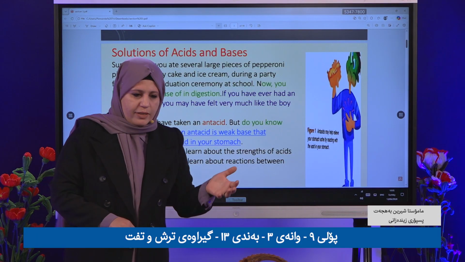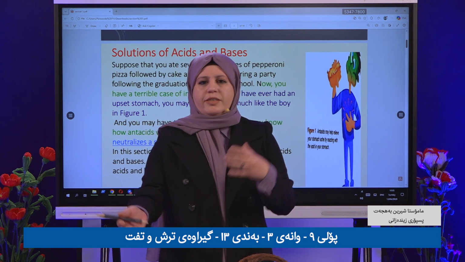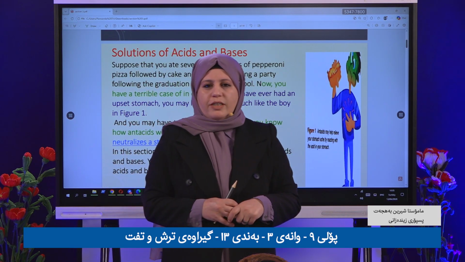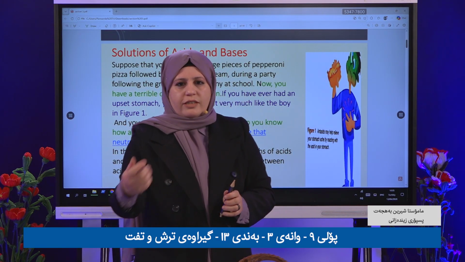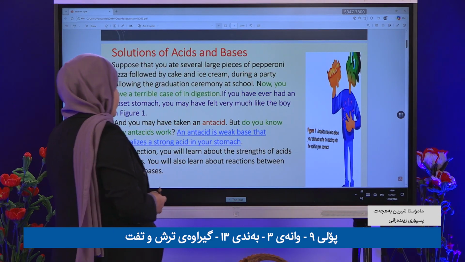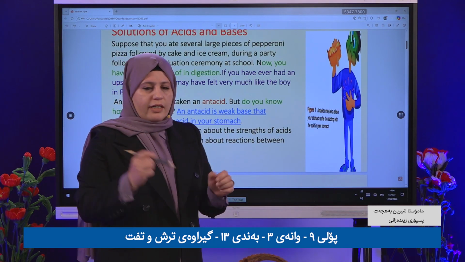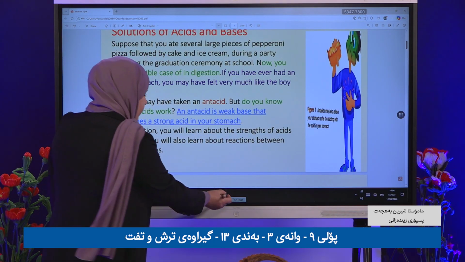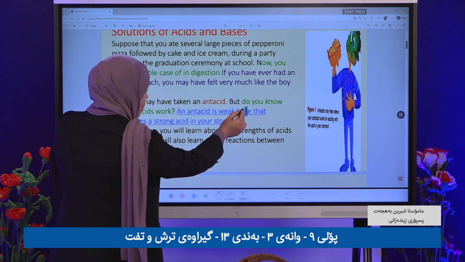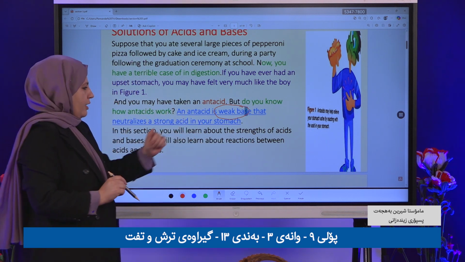For example, you are at a party, and there is a lot of food on the table. Maybe you take dolma, biryani, and a fizzy drink, all of it, and you get confused. So what happens at the end to your stomach? You get a stomachache. So someone gives you an antacid to heal your stomach. What is an antacid? Be careful, don't confuse it. It's a weak base that neutralizes strong acid in your stomach.